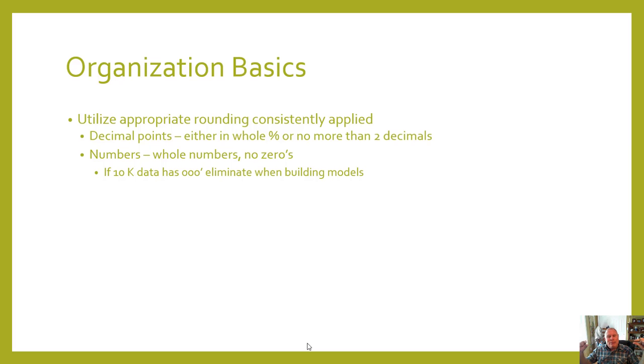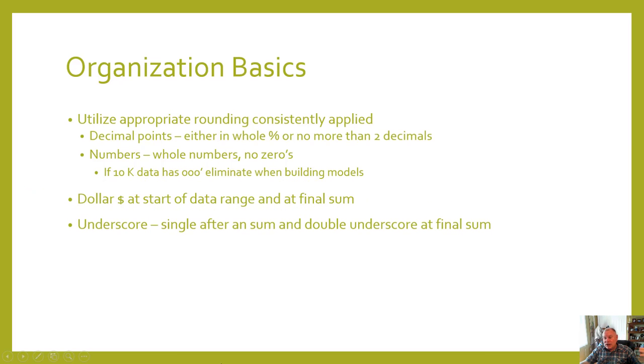So keep it to a few decimals. Use whole numbers, not zeros. So if the 10K data has 10,000,000, just cut three of the zeros out. Okay, we're thinking presentation. Dollar signs go at the start of a data range and at a final sum, not in between. You underline with a single underscore after a sum, and a double underscore at the final sum.